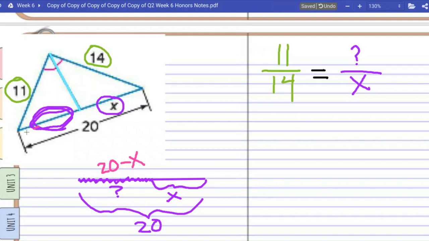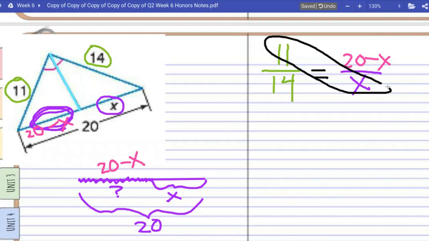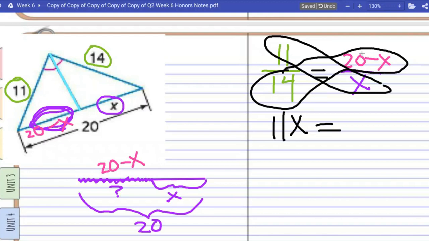So the length of this piece right here is 20 minus X. So in my fraction, I'm going to delete my question mark, and up there I'm going to put 20 minus X. So now we multiply 11 times X, which is 11X, equals, when you do this cross multiplication, 14 times 20 minus X, that's 14 times the entire quantity, 20 minus X.